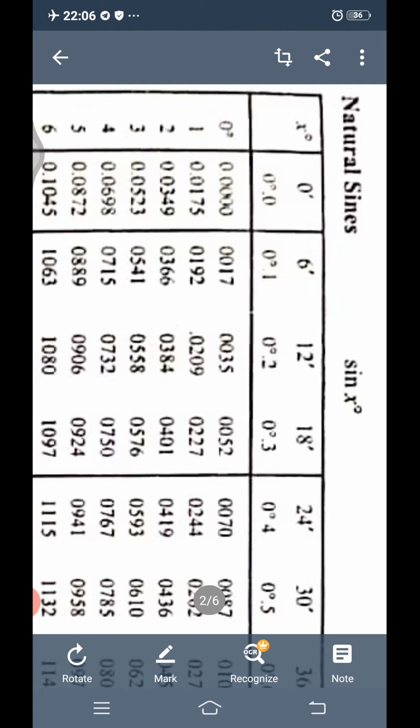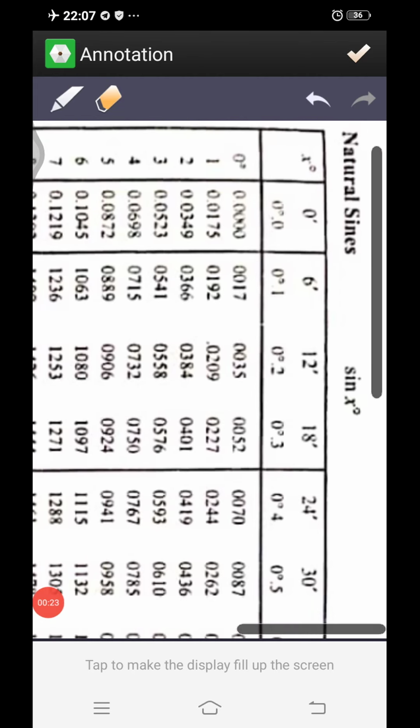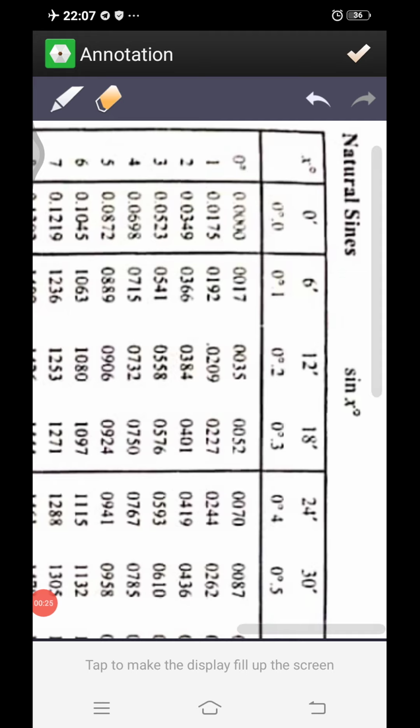Use of trigonometric tables. Let us see how we use the trigonometric tables. Here we are given natural sines, the values of sine. You see, this is the sine table. We know that 1 degree is equal to 60 minutes, and that 1 degree is divided into 10 equal parts of 6 minutes.